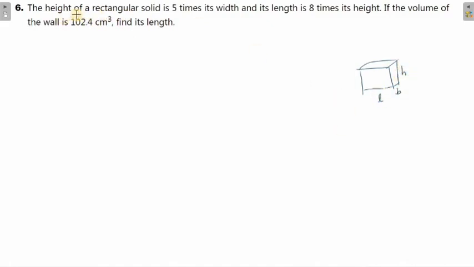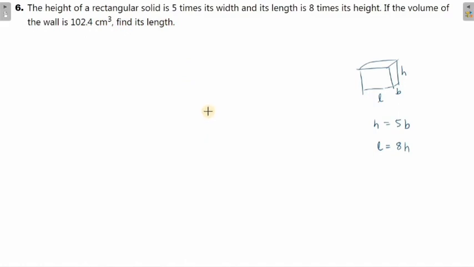Okay, so you see here carefully, height is given to be 5 times its width. So h is given to be 5 times width. Width is b, isn't it? Okay, and length is given to be how much? 8 times its height. Length is given to be 8 times its height. Now if the volume of the wall is 102.4 centimeter cube, you need to find what is the length.